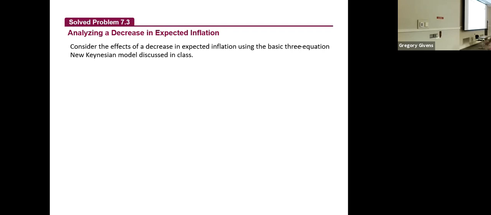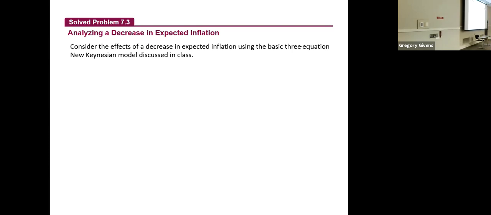Well, it turns out everything goes haywire in the new Keynesian model, and so I want to show you that, and then actually show you some data on episodes in history where that likely actually occurred in practice. Okay, so let's go ahead and start with one of these. I don't think we had time to do this one in the last class. So this is solved problem 7.3.